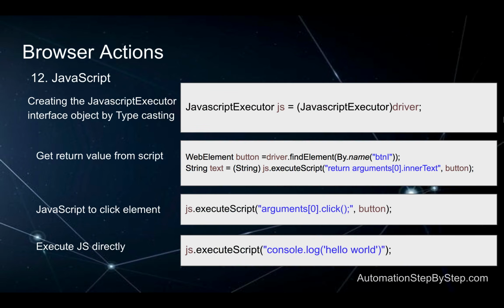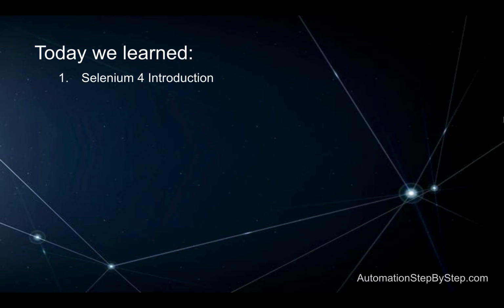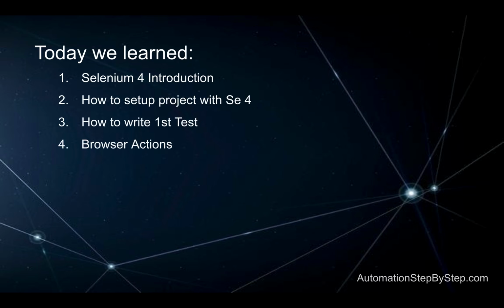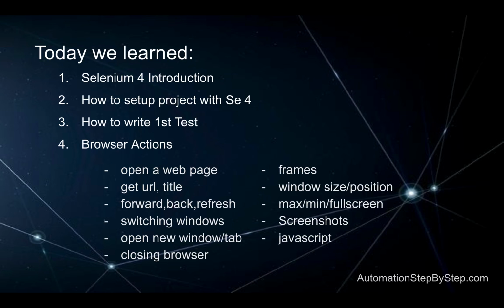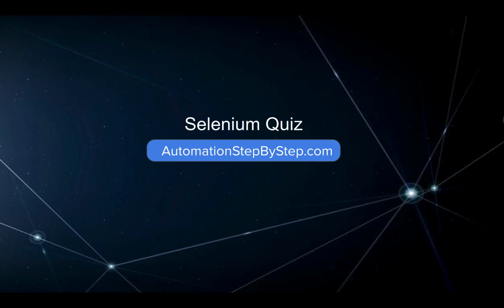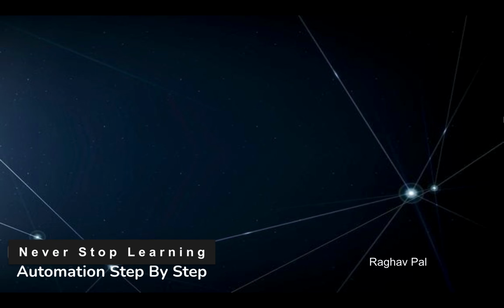So I hope this was very interesting, and I will tell you what we will learn in the next session. And just to recap, today we learned the Selenium 4 introduction and features. We saw how to set up the project with Selenium 4, how to write the first test, and we saw all these browser actions. You can take a quiz on my website automationstepbystep.com, and in the next session we will deal with Selenium 4 elements, locators and selectors. That will be very interesting.